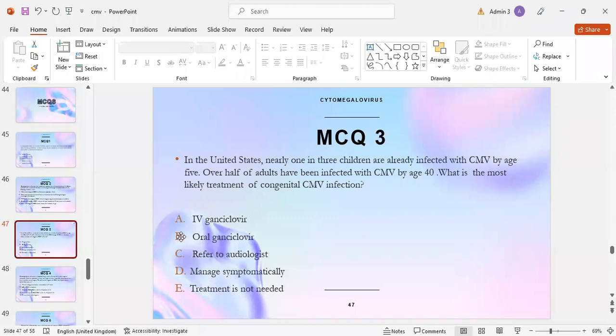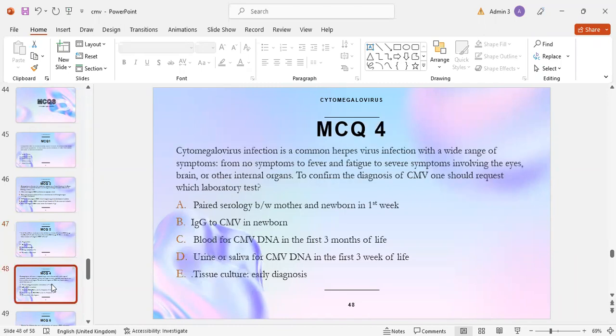Option A, IV ganciclovir. MCQs number 4.